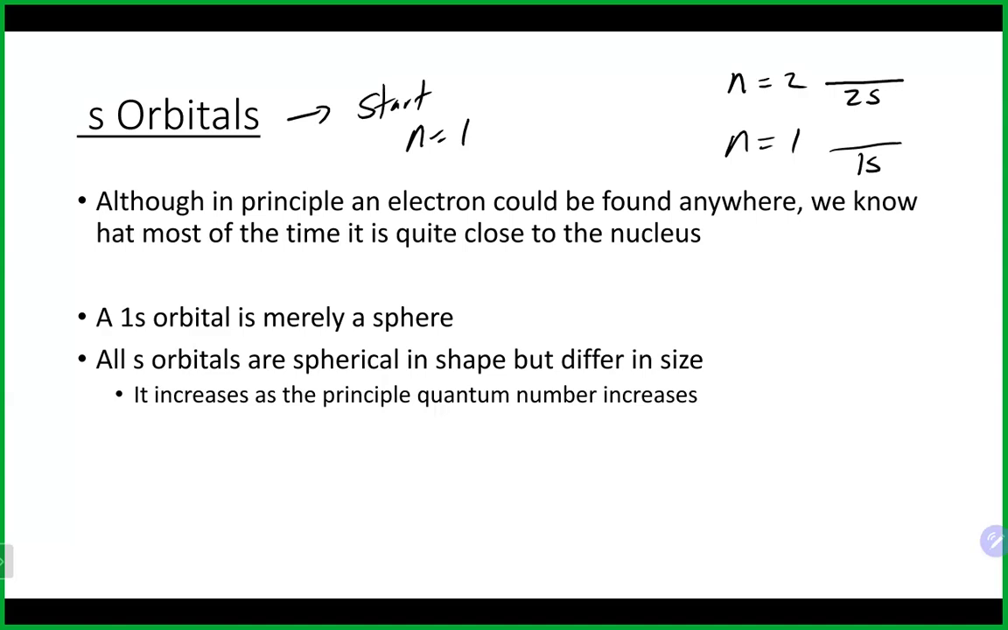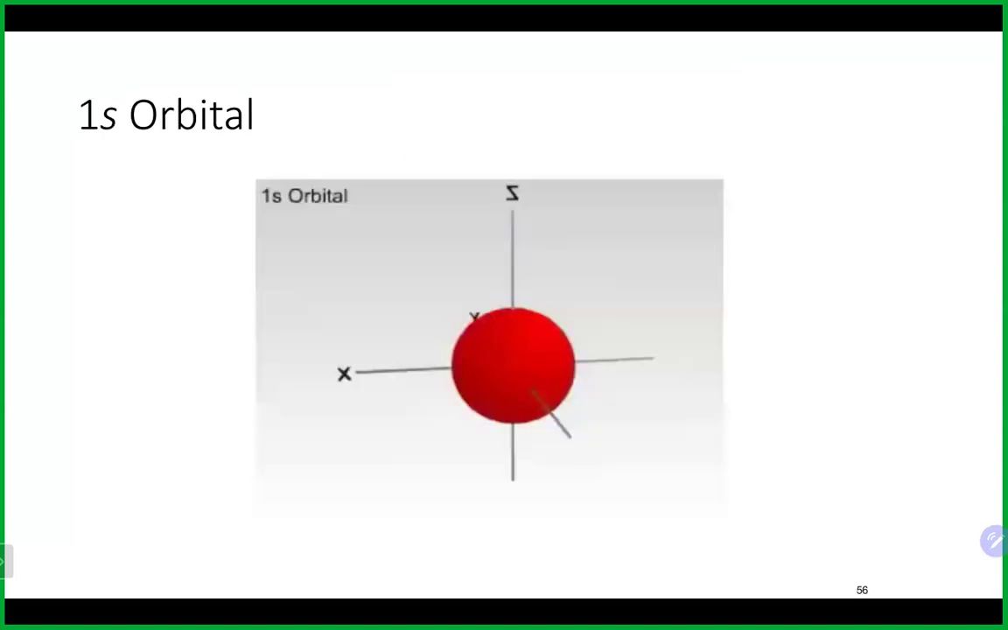S orbitals are spherical in shape, with the nucleus in the middle and a high probability, as we just saw on that previous map, of finding the electron. The size of them does get larger as you go up the energy levels, and that's just to accommodate all the extra electrons that are there. So they have the same shape, but they do get larger as you go up energy levels.